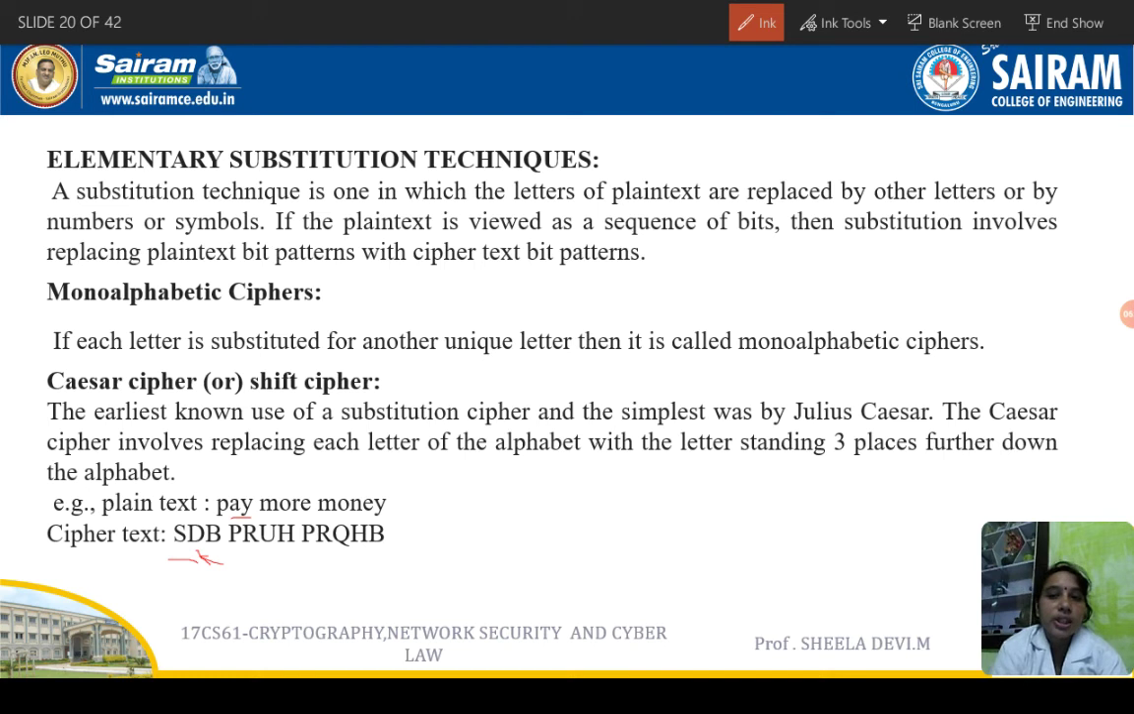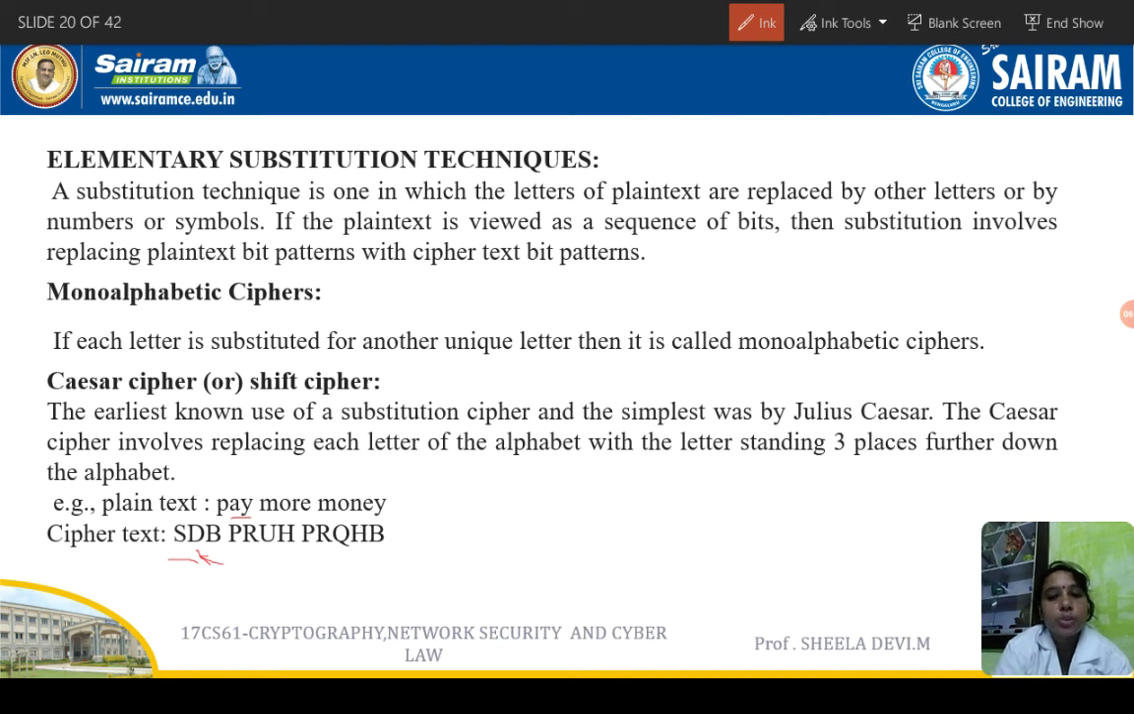Then they will start. This is because it is symmetric key cryptography. Since both the sender and the receiver are using the same key value, called 3, it is called symmetric key cryptography. So he will be using the same 3, and instead of moving ahead, he will move behind and he will find the plain text.